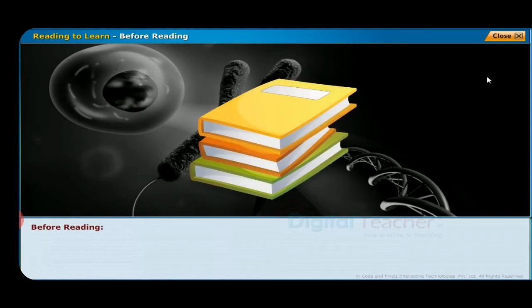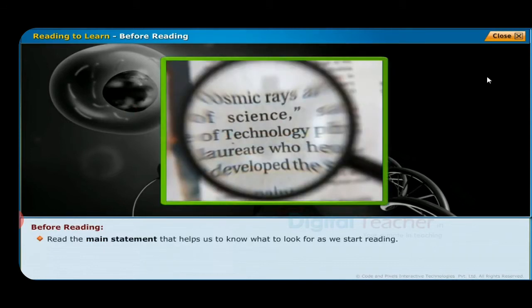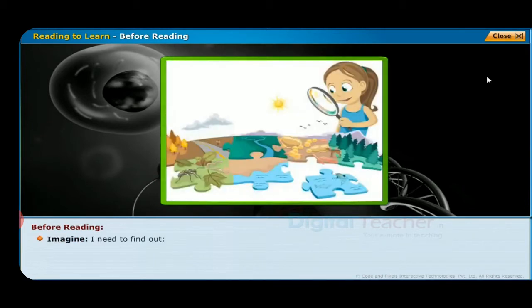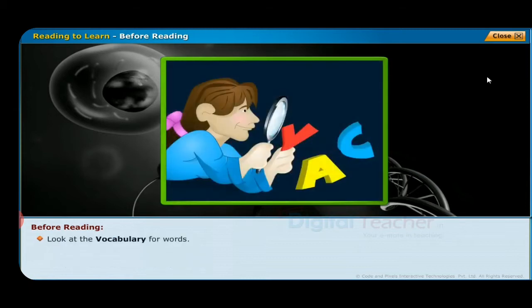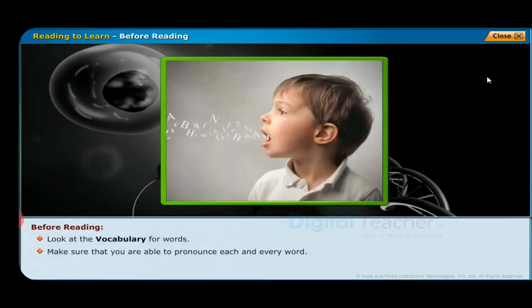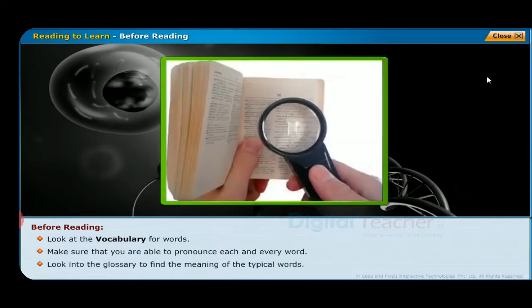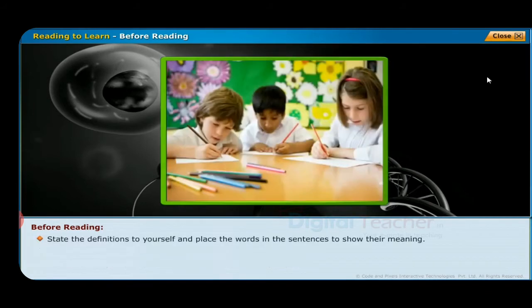Before reading. Read the main statement that helps us to know what to look for as we start reading. Imagine, I need to find out what are the parts of an ecosystem and how these ecosystems are organized. Look at the vocabulary for words. Make sure that you are able to pronounce each and every word. Look into the glossary to find the meaning of the typical words. State the definitions to yourself and place the words in sentences to show their meaning.